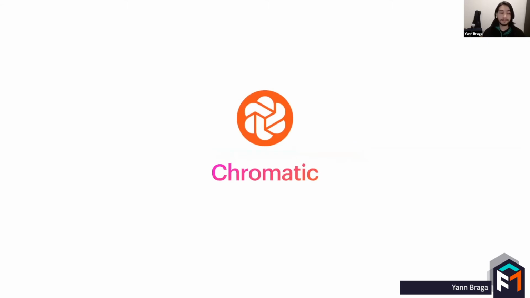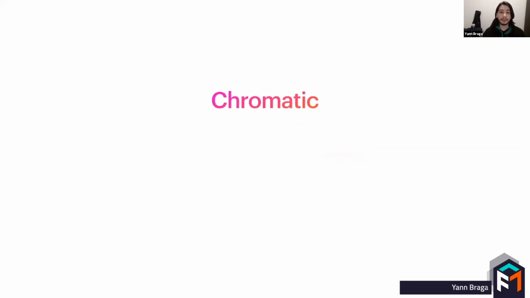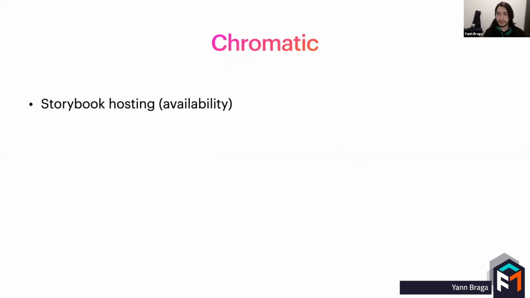It's called Chromatic. Chromatic essentially provides you with cloud hosting for Storybooks, which improves the availability of your component UI catalog. So essentially Chromatic will deploy your Storybook and actually version them. So you can access the Storybook from 3 months ago, but you can also access the most recent Storybook from a certain branch. Chromatic also provides you with visual regression testing, and it will take snapshots, both DOM snapshots, but also screenshots of your components and use them as baseline.